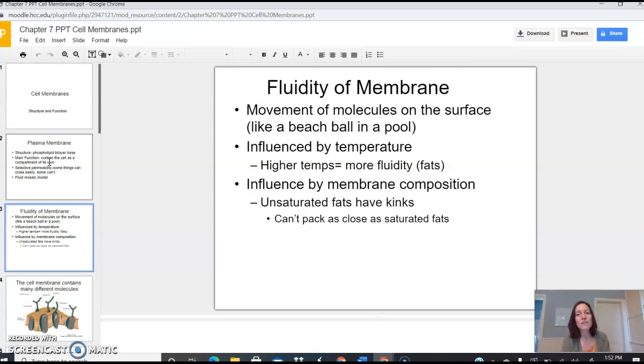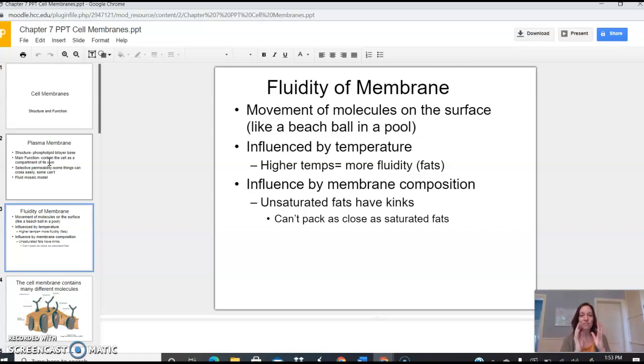The fluidity is also influenced by temperature. The higher the temperatures, the more fluid that membrane is. So warmer cells have a more fluid membrane. Think of like butter melting. When it gets cooler, the fluidity of the membrane decreases. And the fluidity is also influenced by membrane composition, whether we have saturated or unsaturated fatty acids in the phospholipid tails. That can affect it.